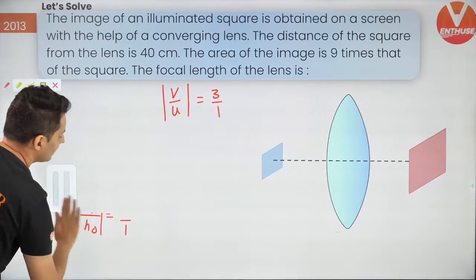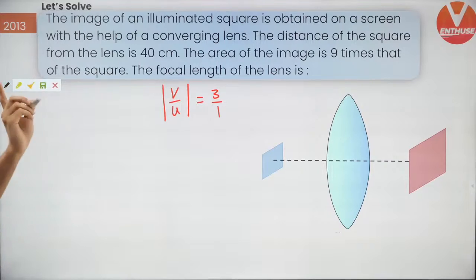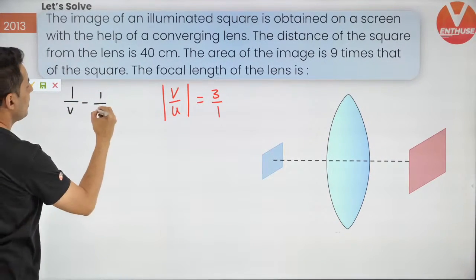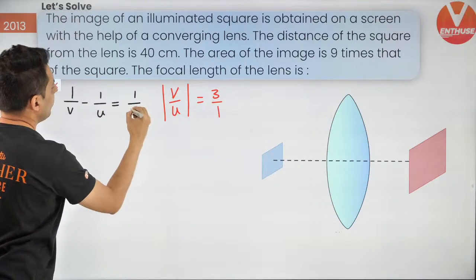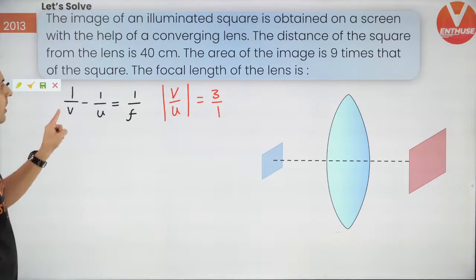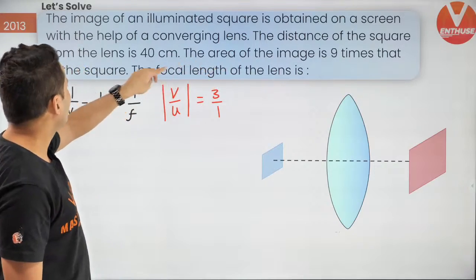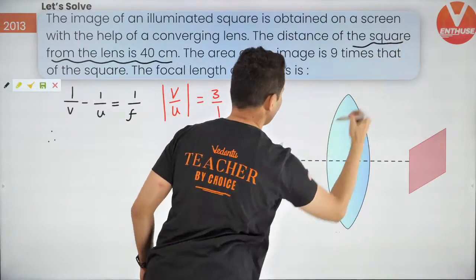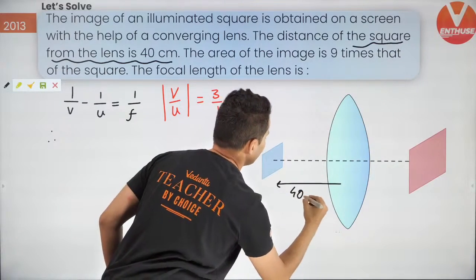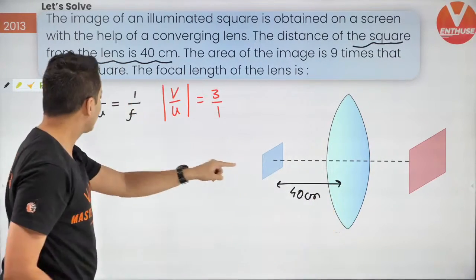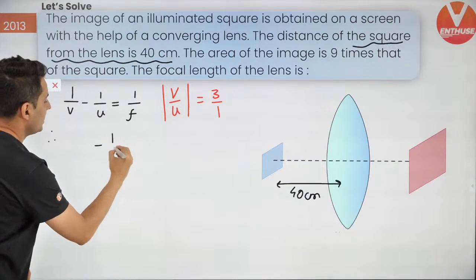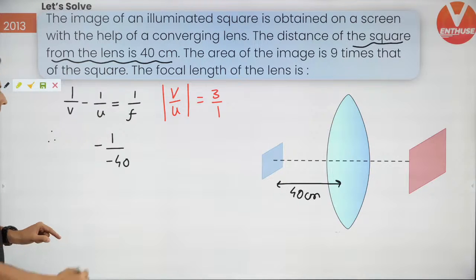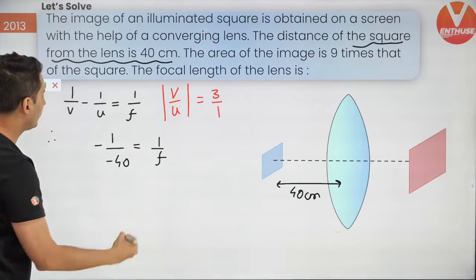Now I'll make use of this in the lens formula. So let's make use of the lens formula. 1 by V minus 1 by U is equal to 1 by F. Therefore, do I know where the object is? Yes. From the lens, the square is at a distance of 40 centimeters. So, object distance, will it not be minus 40? Check this out, it will be minus 40. Focal length, I don't know.